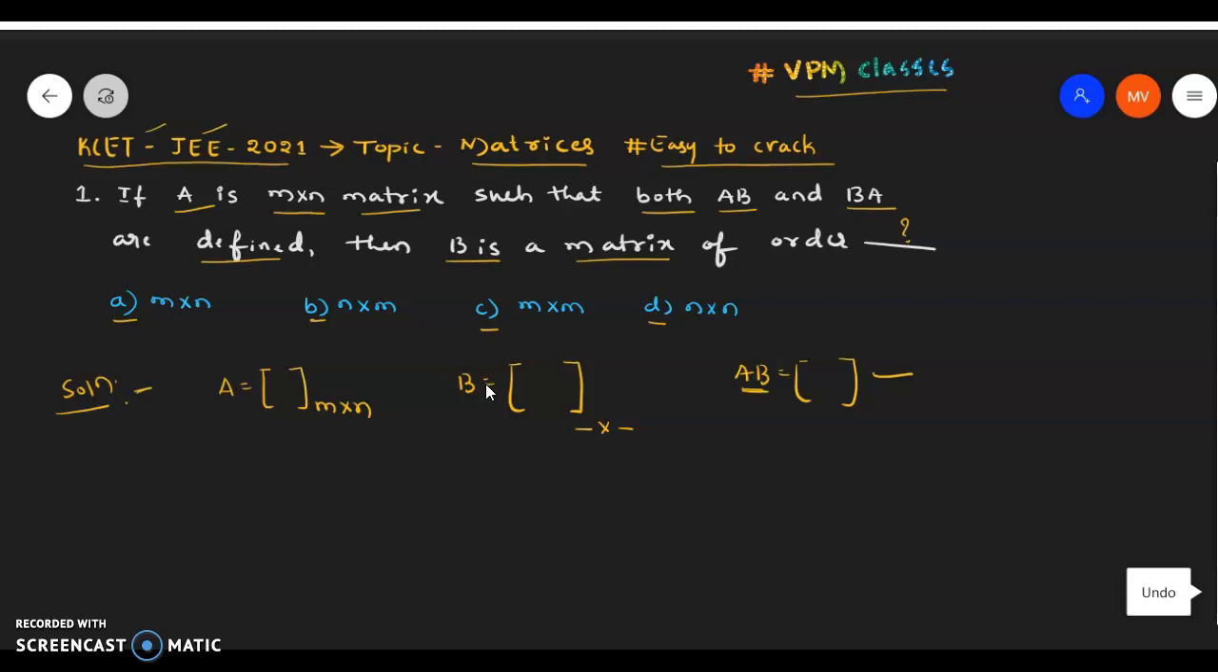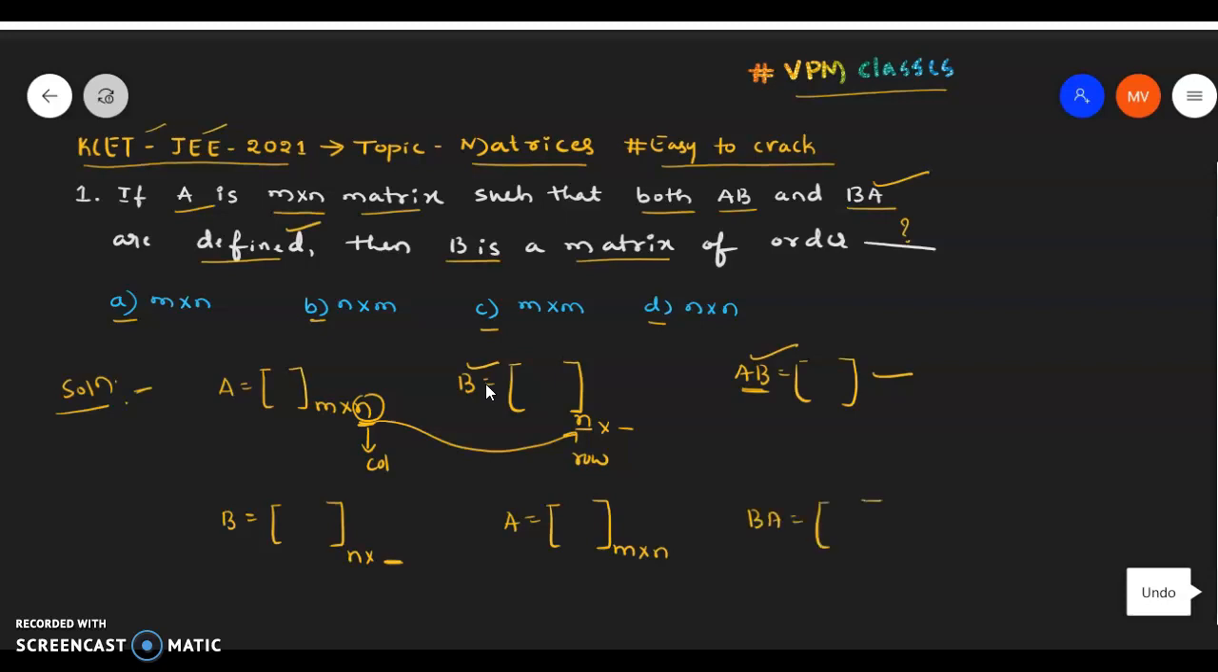AB is well defined. So when do we say something is well defined? The matrix AB is well defined when the column of this matrix is equal to the row of the second matrix B. It means here it is N, so therefore this will be N. Now again I will take this B matrix with row N, and we don't know its column, and A matrix is already given with order M cross N, and he says that BA is defined.